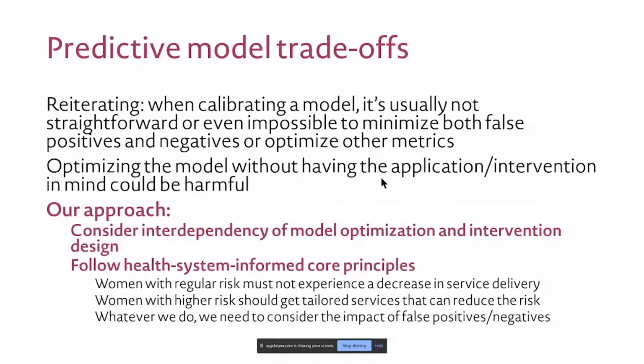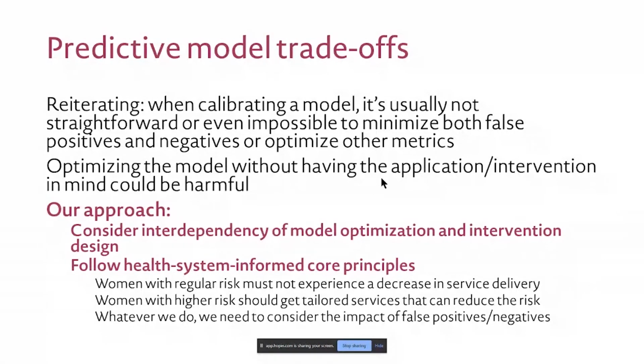The three main principles that we introduced were: we say that women with a regular risk must not experience a decrease in service delivery. So we don't want CHVs to jump on the high-risk cases all of a sudden and then neglect the low-risk cases. We want the high-risk clients to get tailored services that reduce their risk. And whatever we do, we need to consider the impact of false positives and negatives to reduce the impact of anticipated and unanticipated outcomes.